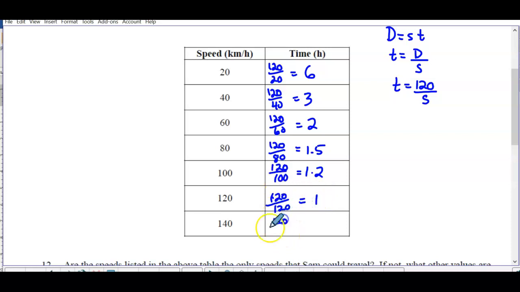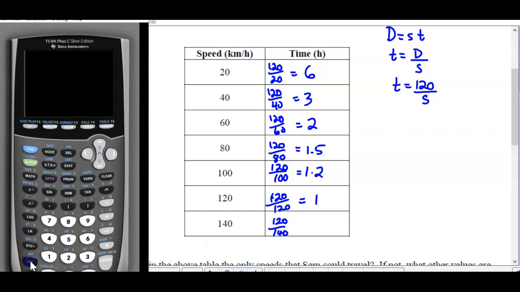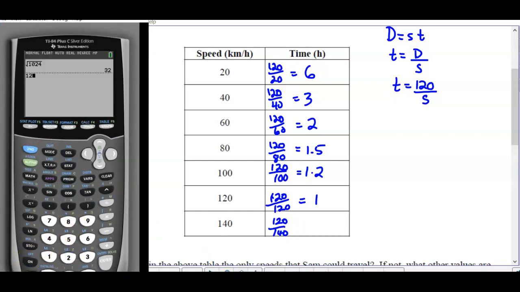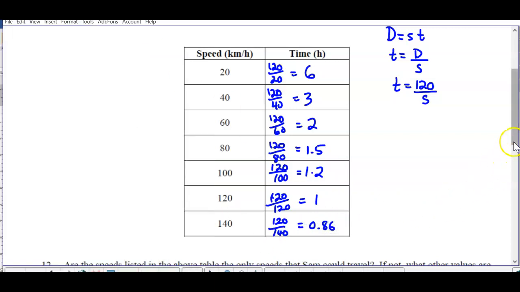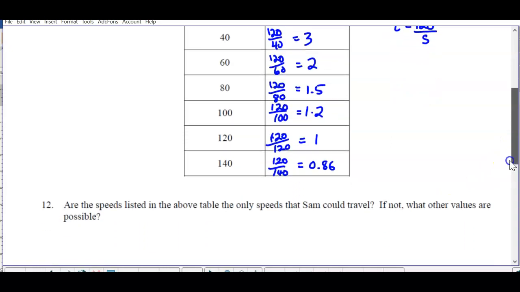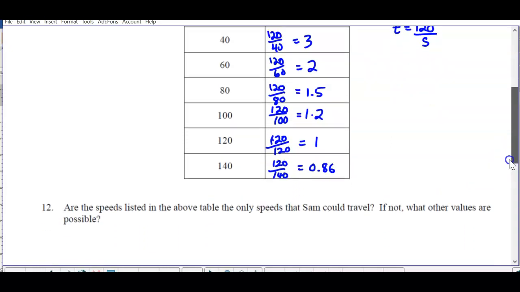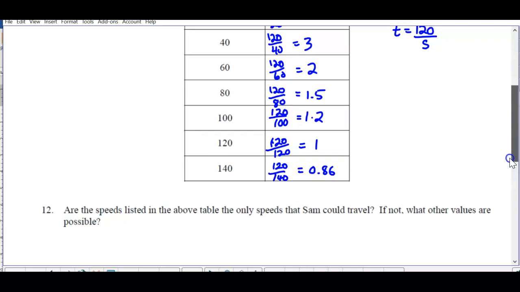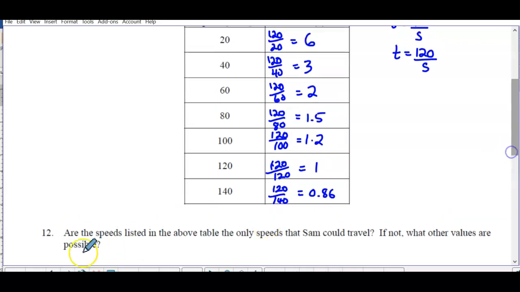And then 120 divided by 140. I'm not sure exactly what that is, so I'm going to use my calculator. 120 divided by 140 is 0.86 if we go to the nearest hundredth. Okay. So are the speeds listed in the above table the only speeds that Sam could travel? If not, what other values are possible? Well, no, Sam can travel at any speed.